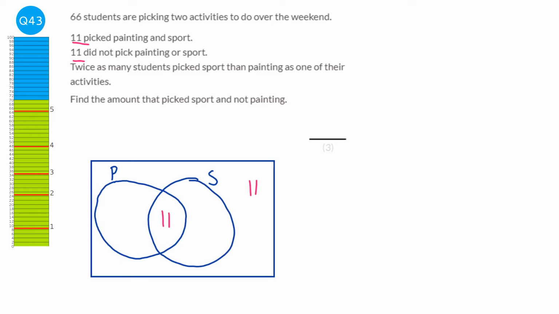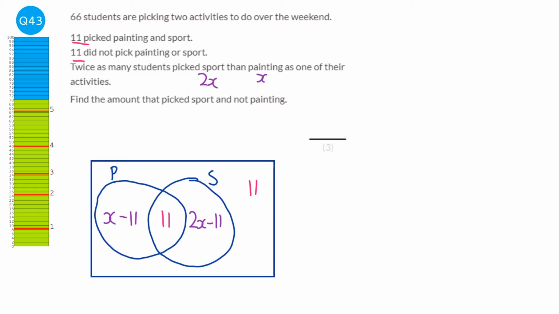Now, what we can do is we can say, okay, so if the painting we label as X, then the sport will be 2X. But if you look, we've already got a number already in the sport, that 11 there. So in algebra, this will be 2X, take away the 11 that we already know about. And the painting is the same. We know the whole thing is X. So we're just going to take away the bit we know there, which is the 11, and it will be X minus 11.